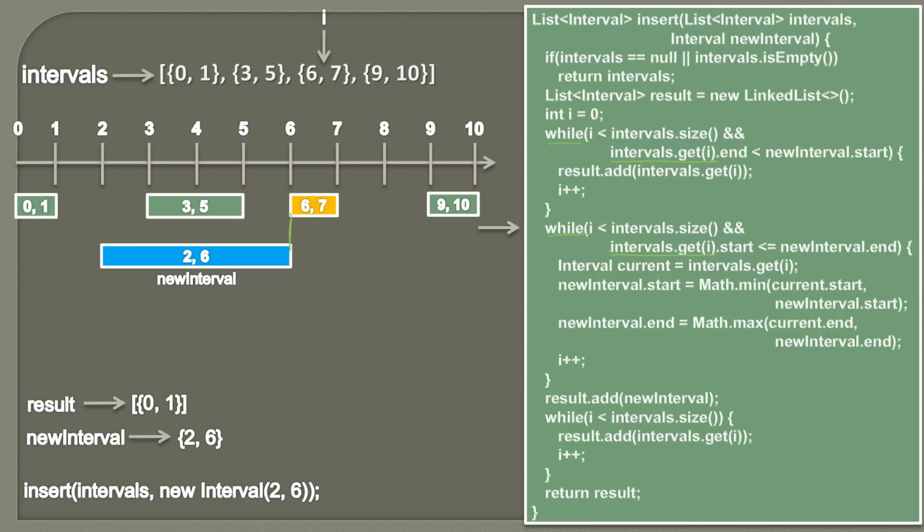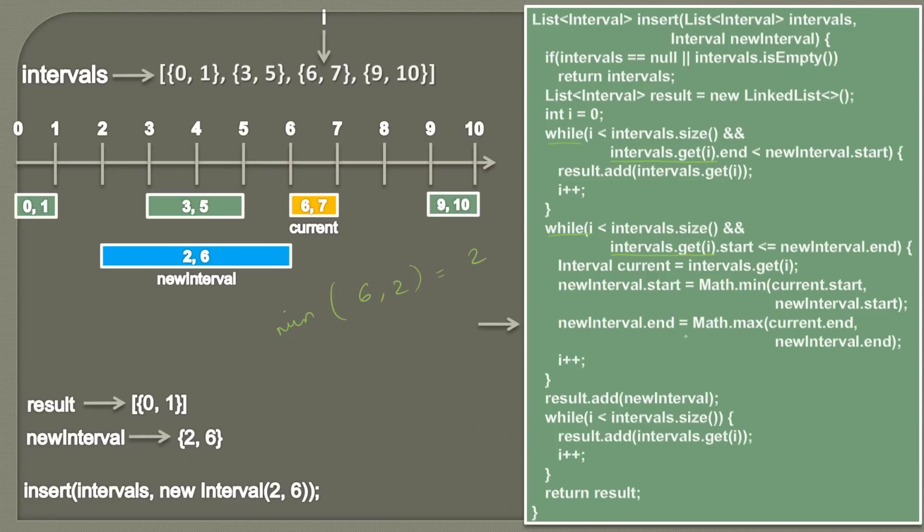So the overall condition in the while loop comes out to be true. We do intervals.get I. The interval 6, 7 will be assigned to current like this. And we have to merge these two intervals now. So we'll use the same formula. The new interval.start will become the minimum of current.start, which is 6, and new interval.start, which is 2. So minimum will give 2. So new interval.start will become 2, which is already 2.